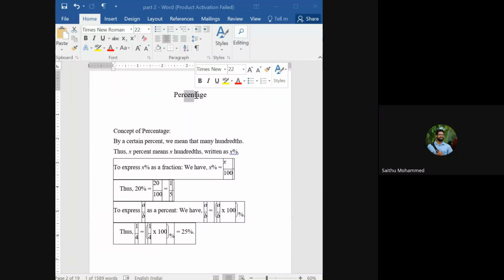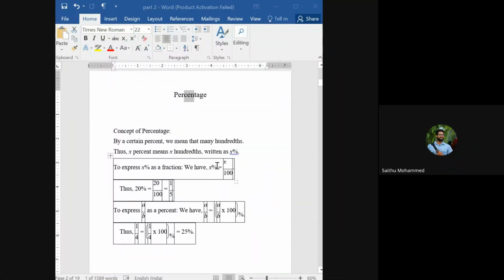We can express percentage as a fraction as well as a ratio. So whenever a ratio, proportion, or fraction question comes, we can relate all of those to percentage and vice versa. This is what we have to keep in mind. The next point is that x percentage is x by 100.